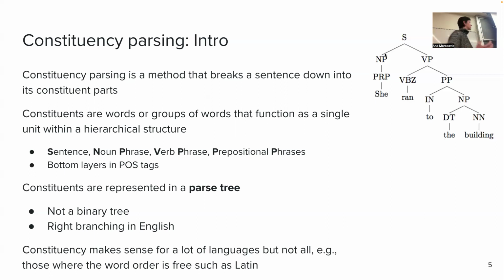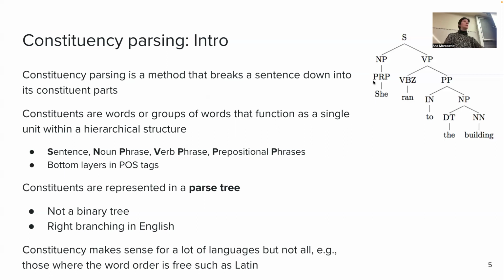The goal of constituency parsing is to break down sentences into constituents, but then the way we represent it is using a parse tree. What you can notice is that this is not a binary tree, because here, for example, we don't have two branches, we have only a single one. And for English, it's going to be right branching, just as a consequence of how the English language works.